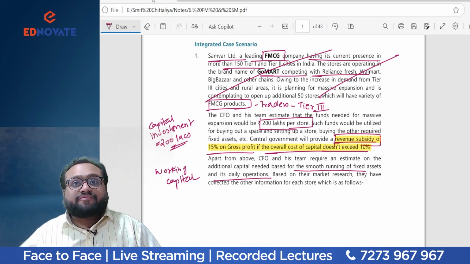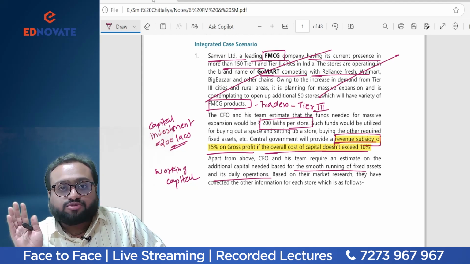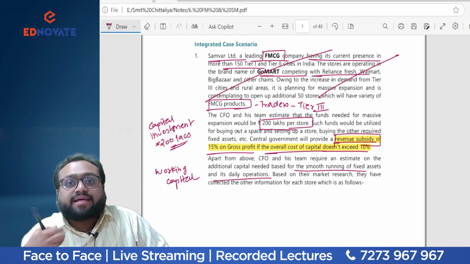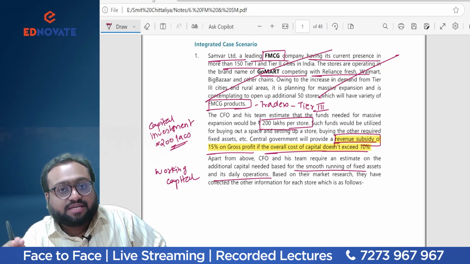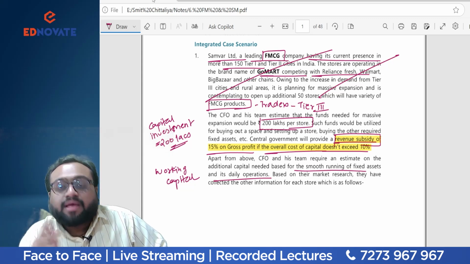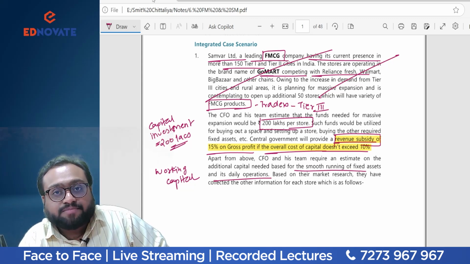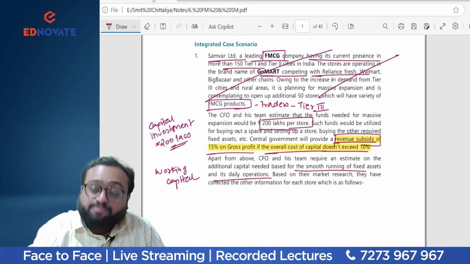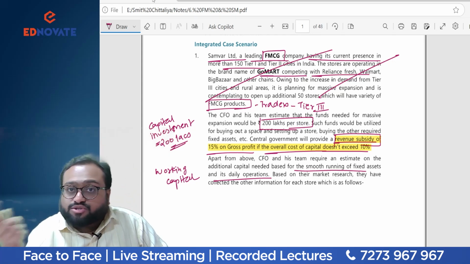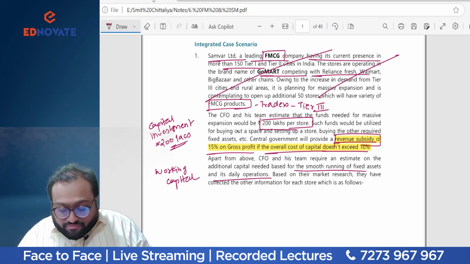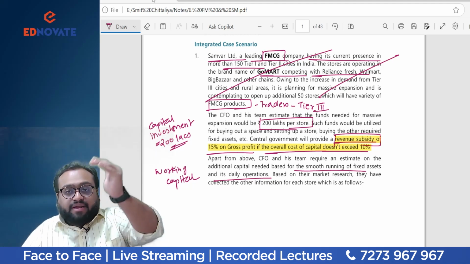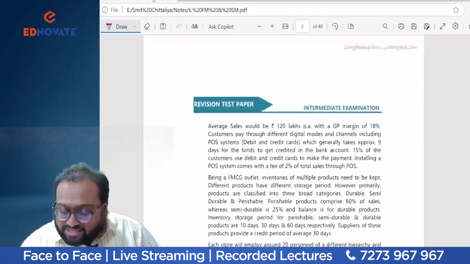So my 3 paragraphs are done. The first paragraph is completely useless because I am just getting a basic idea that they want to open a store in a tier 3 city and rural areas. Capital investment required is 200 lakhs. They would get a revenue subsidy of 15% of the GP if the cost of capital does not exceed 10%, and they would require additional working capital. So my paragraphs 1, 2, 3 are done. Come on, quickly, next paragraph.